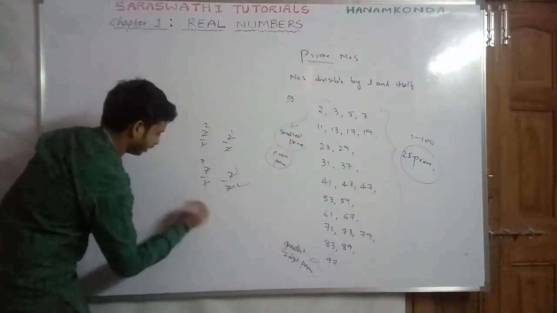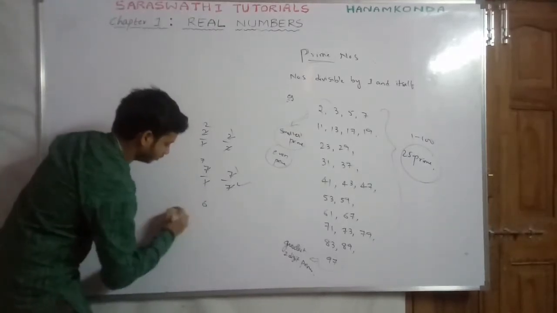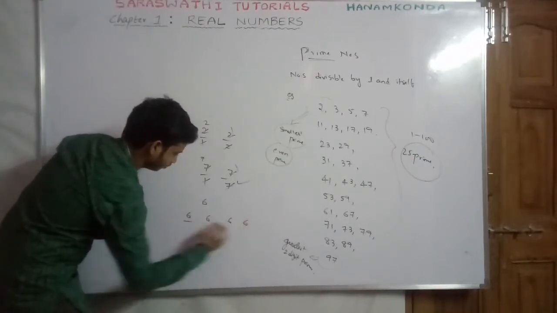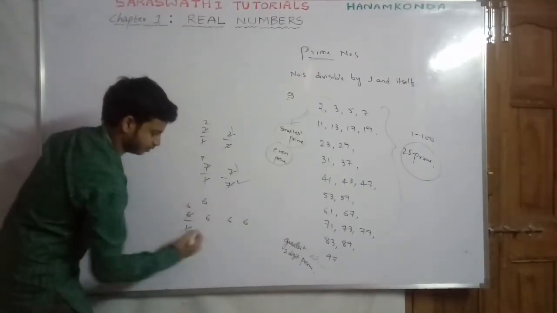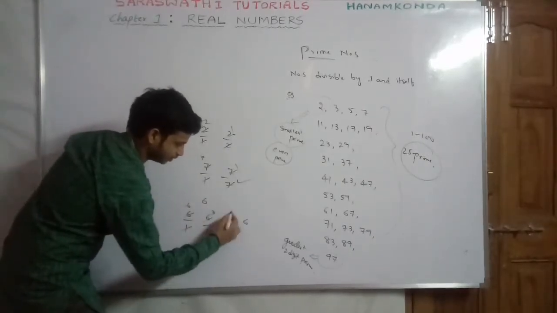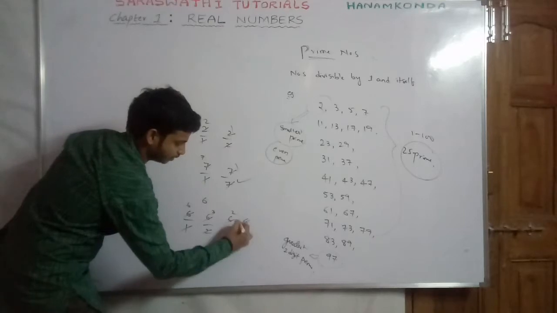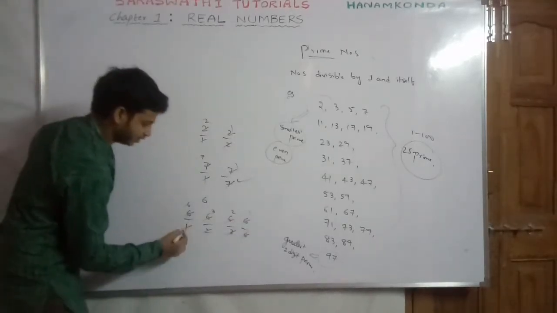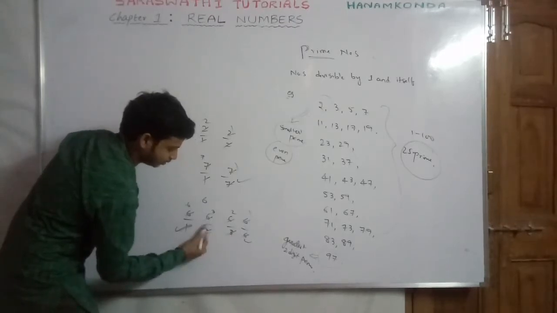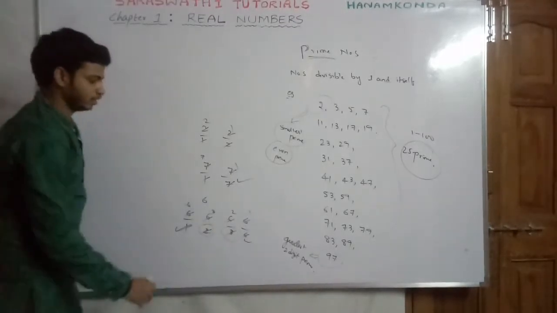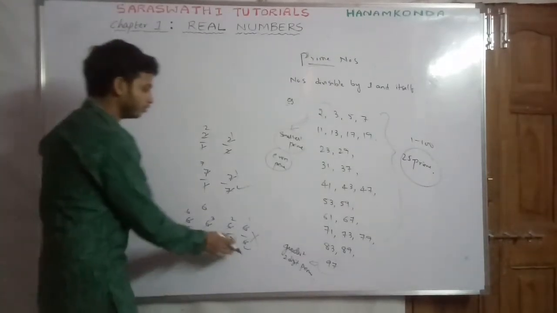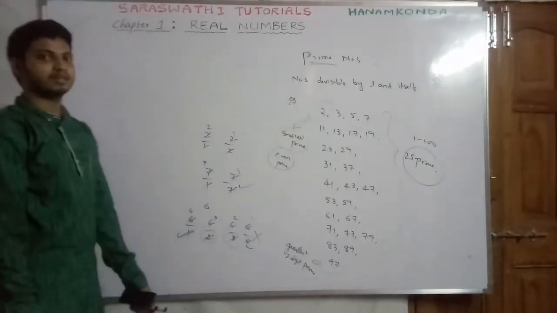So for example, if we take 6. Here 6: 1 6 is 6 and 2 3 is 6. 3 2 is 6 and 6 1 is 6. So here 6 is divisible by 1 and the number itself, and 2 and 3 also; it is divisible by other two numbers. So therefore it is said to be not a prime number. The numbers which are not prime, those are said to be the composite numbers.